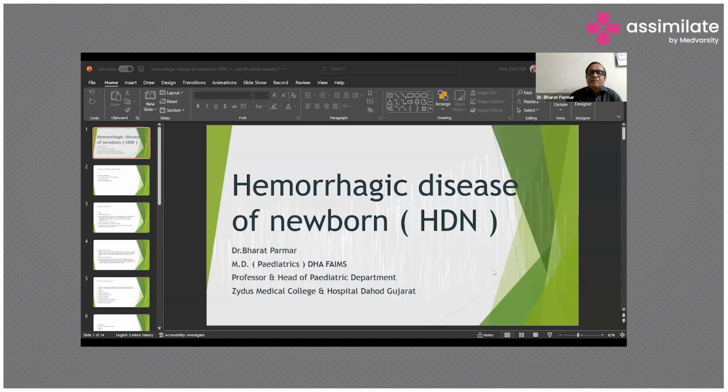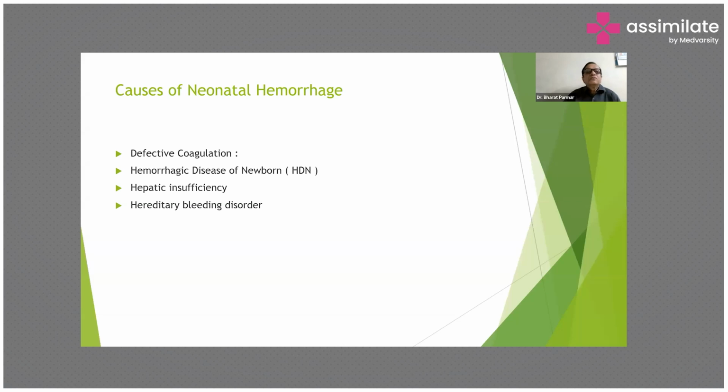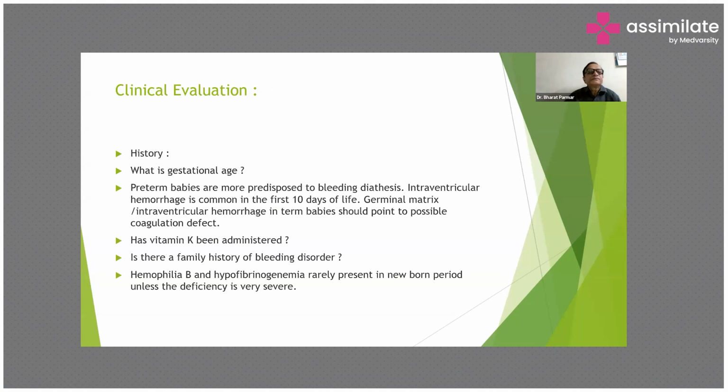It's the most common problem in newborns, due to vitamin K deficiency, and it's the most common hemorrhagic disease in newborns due to vitamin K deficiency. The most common causes of neonatal hemorrhage due to defective coagulation are, first, hemorrhagic disease of newborn, HDN; second, hepatic insufficiency; and third, hereditary bleeding disorders.